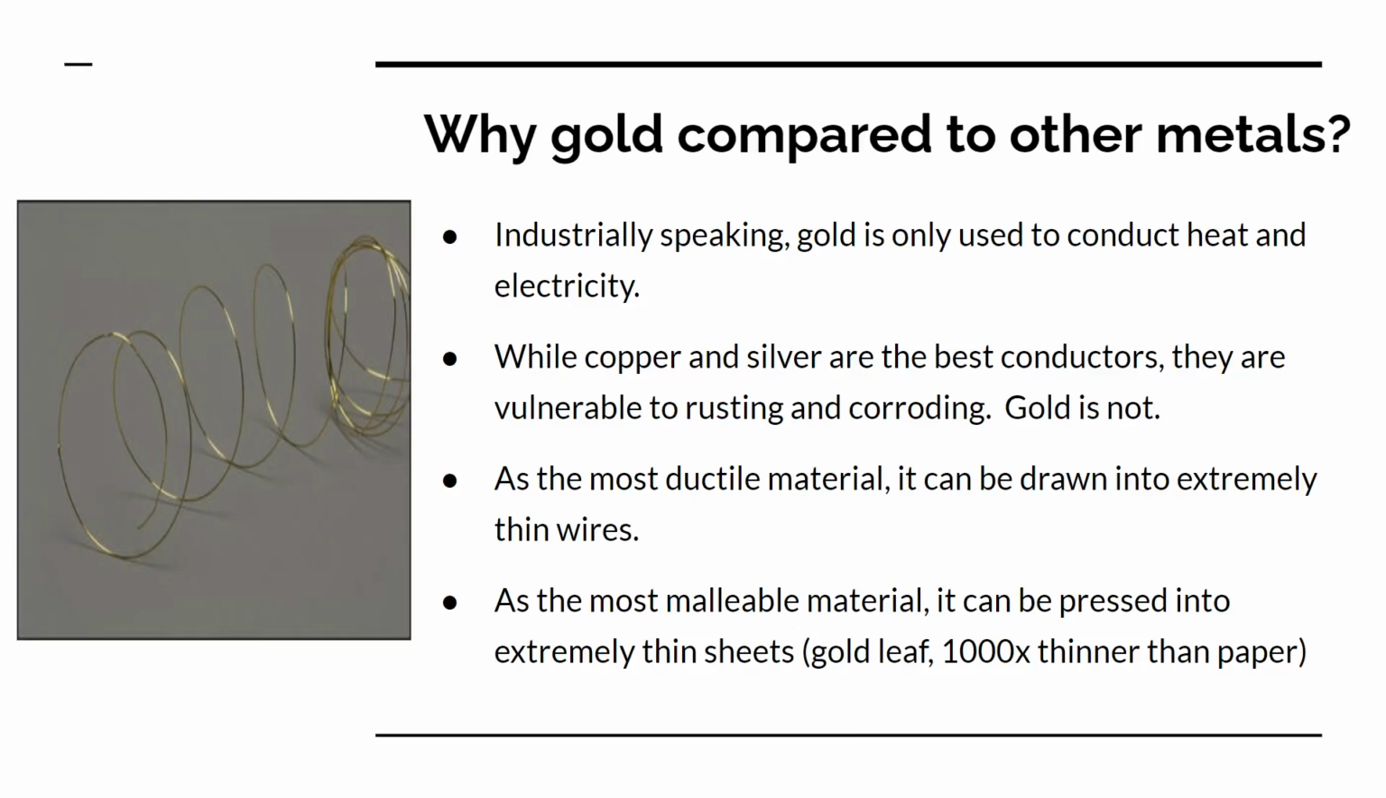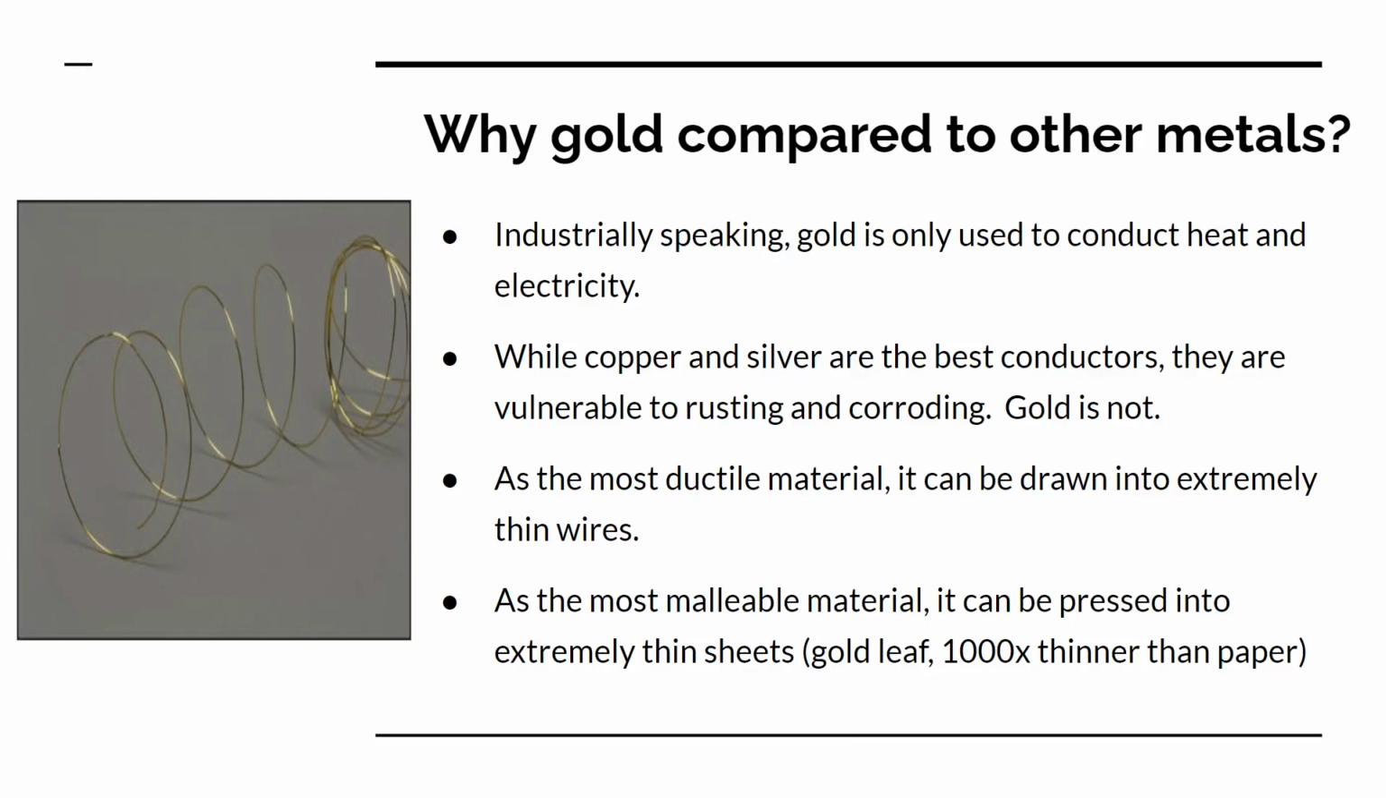Now, while copper and silver are the best conductors on the market that conduct electricity the best, they are vulnerable to rusting and corroding. They can react with oxygen and create something else that isn't as good at conducting as what it once was. Gold is immune to this. It doesn't rust or corrode.